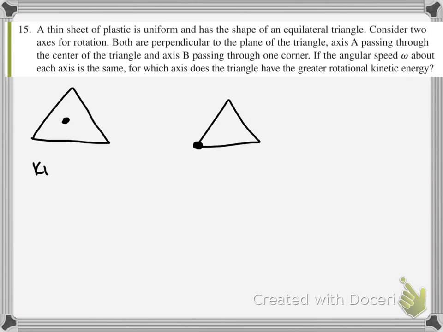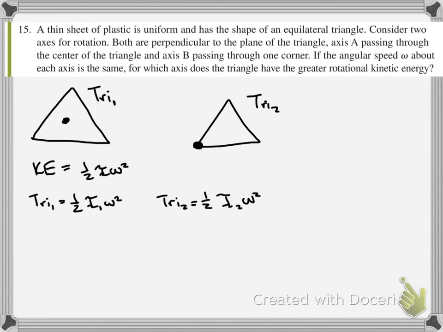So we have two triangles there and the axes of rotation. The kinetic energy is half inertia ω squared for triangle 1, and the kinetic energy is half of inertia ω squared for triangle 2. Let's separate the values, and now let's break inertia down into mr squared.